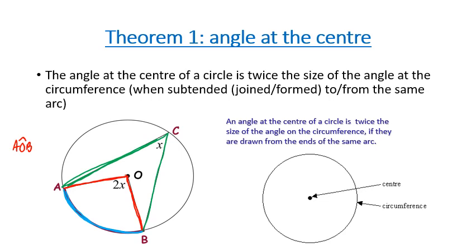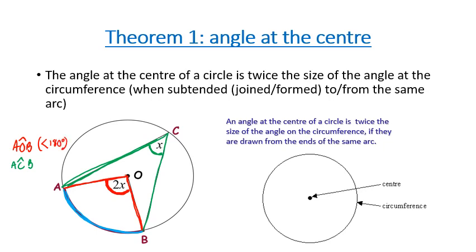So this is the angle ACB, and we can tell that the red angle is actually 2 times as big as our green angle. So therefore, the angle AOB must be 2 times the angle ACB. Now, it's important to realize as well that here, the angle AOB is actually less than 180 degrees.